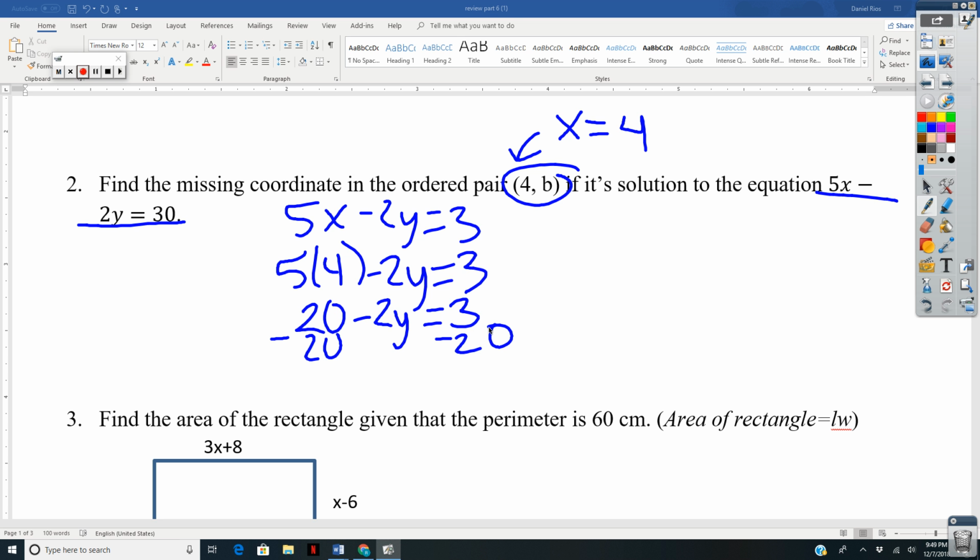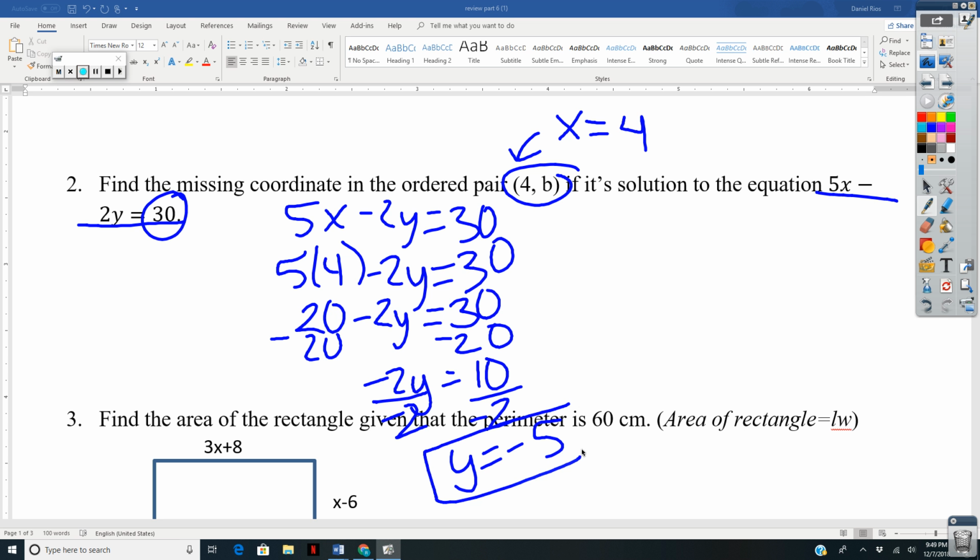Was that a 30? Oh, that was a 30. I was like, what on earth? That was a 30. Sorry. It was a 30 and I put a 3. And then I have negative 2y equals 10. Finally, divide by negative 2, and y equals negative 5, and that's it. That one was pretty simple.